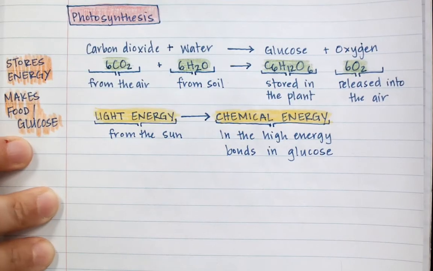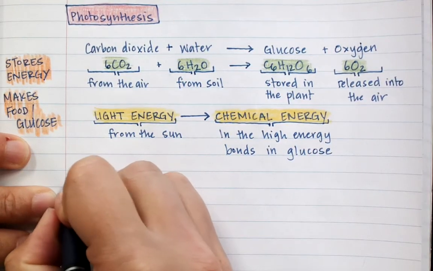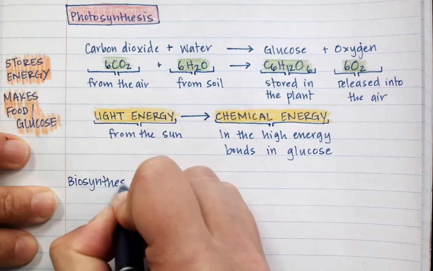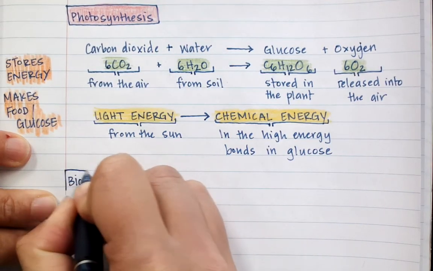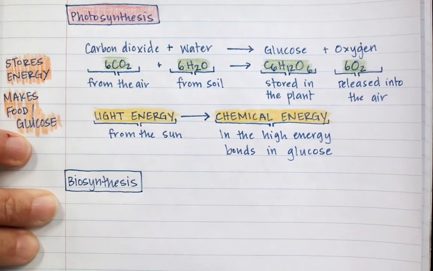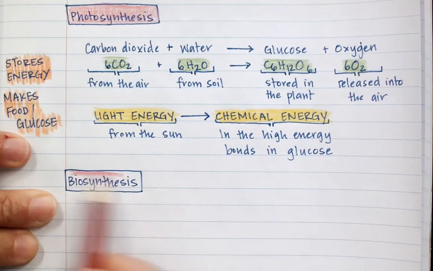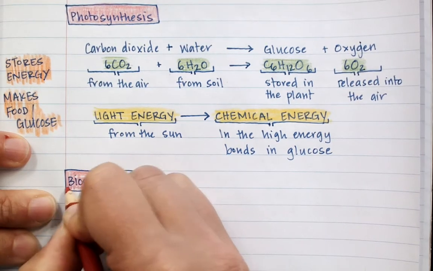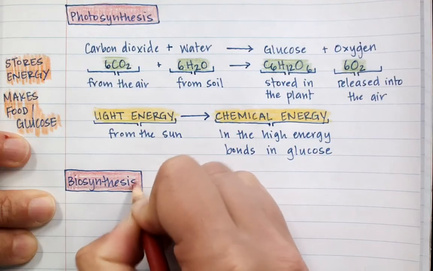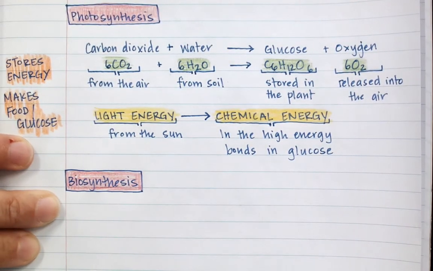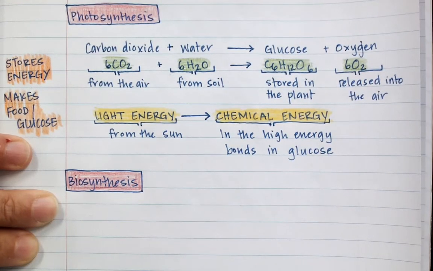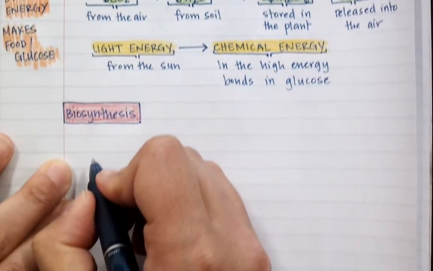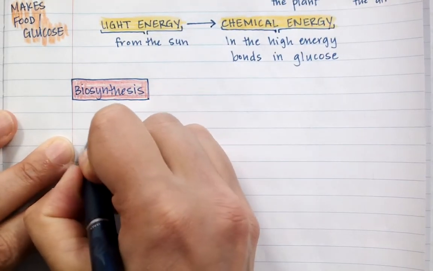So the next thing that plants can do is they can do biosynthesis. And biosynthesis is another process. So I'm going to color it in red. And in biosynthesis, we're going to start with our glucose. So I'm going to skip 2 lines here so that I have some extra space to write. So I've got my glucose.